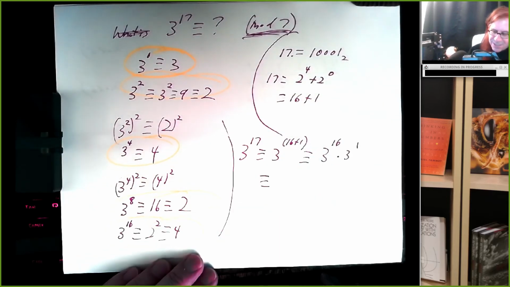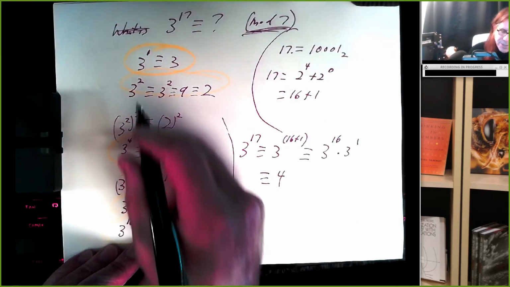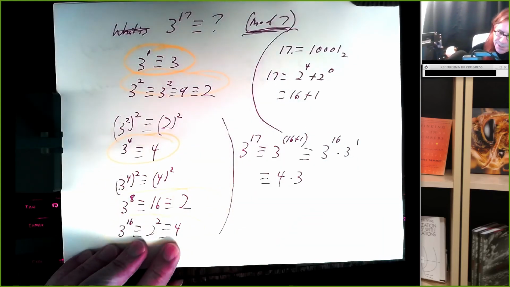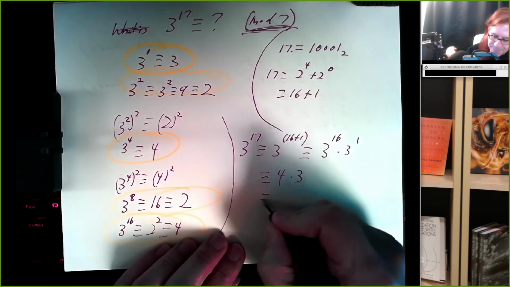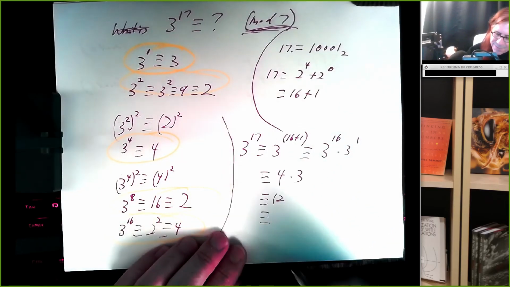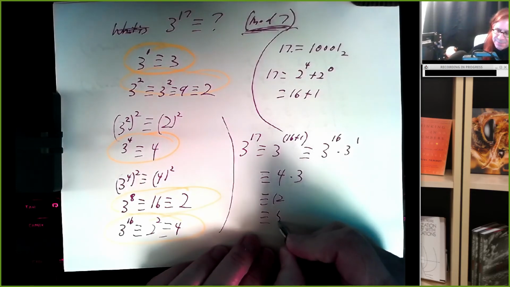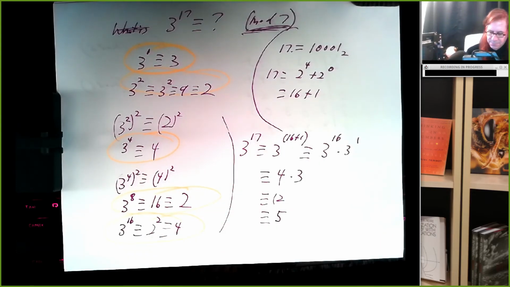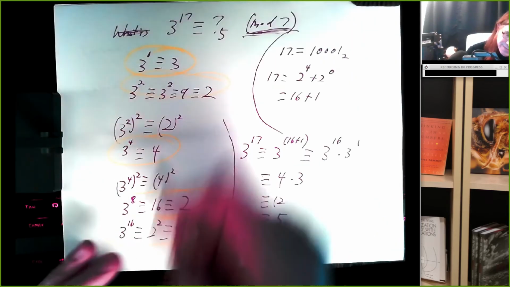And now I'm actually going to use the congruence. I know 3 to the 16th is congruent to 4. 3 to the 1st is congruent to 3. So 3 to the 17th should be congruent to 4 times 3, which is congruent to 12. And what's the remainder when you divide 12 by 7? That's just 5. So 3 to the 17th is congruent to 5.